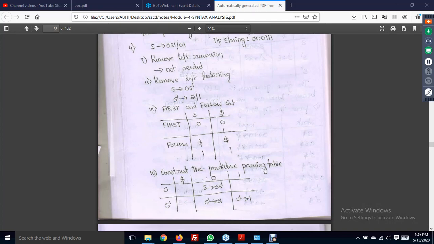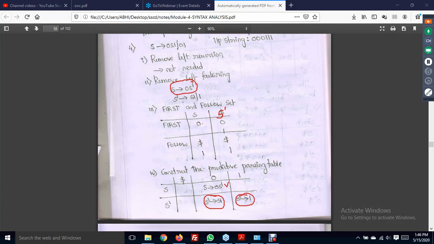So go to S. In S, under 0, I should insert this particular production, S tending to 0 S dash. And do I have any other terms? No. Kindly make it as S dash. So in S dash, first of S dash is 0 and 1. So in 0 and 1, it has the production S dash tending to S1 and S dash tending to 1. Here you might get one confusion. Why did I go for S dash tending to S1 here but not S dash tending to 1?